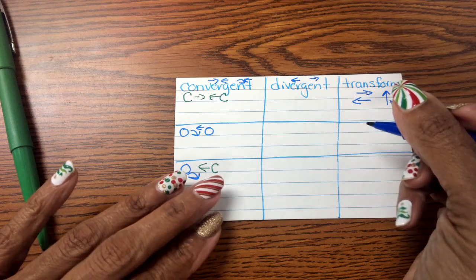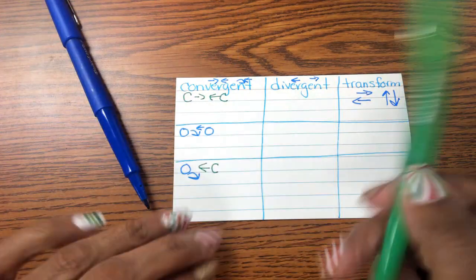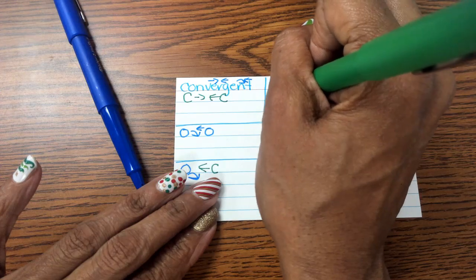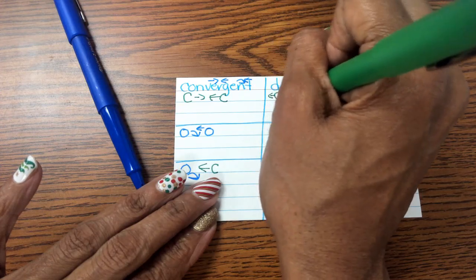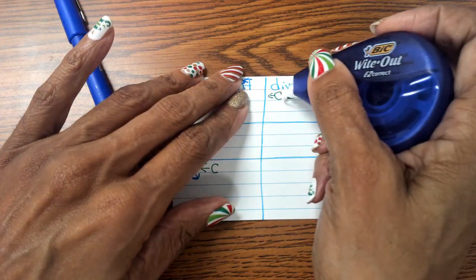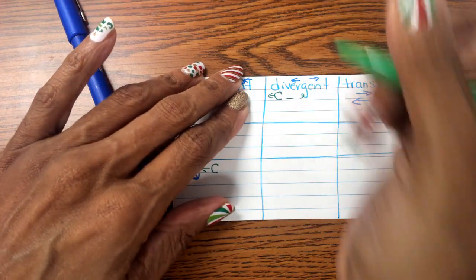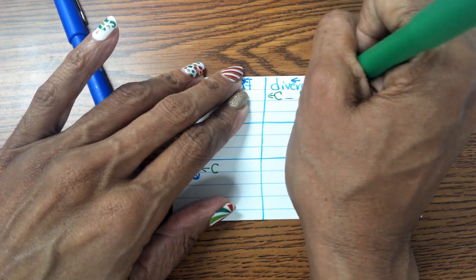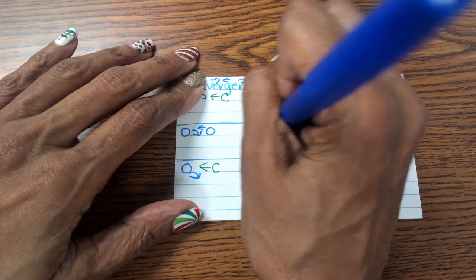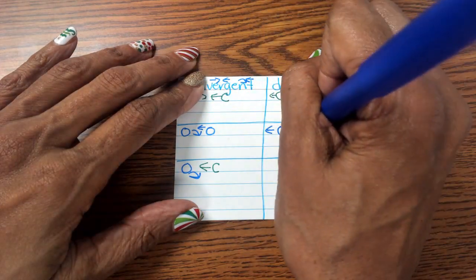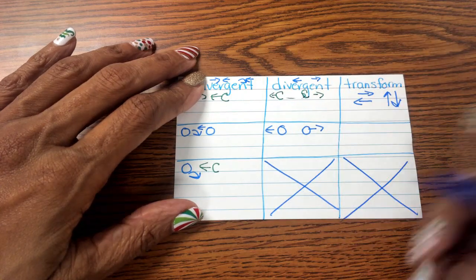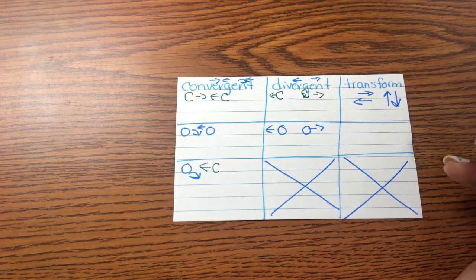So for divergent boundary, you can have two land plates, two continental plates pulling apart. Here, let me fix that. So it should have been a C. So you have two continental crusts pulling apart, or you can have two ocean plates pulling apart. And for transform, we only deal with land crust.